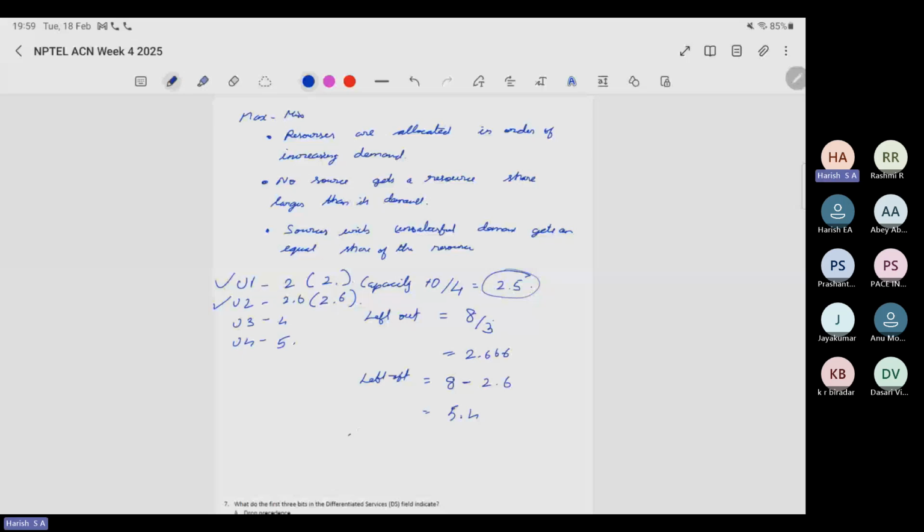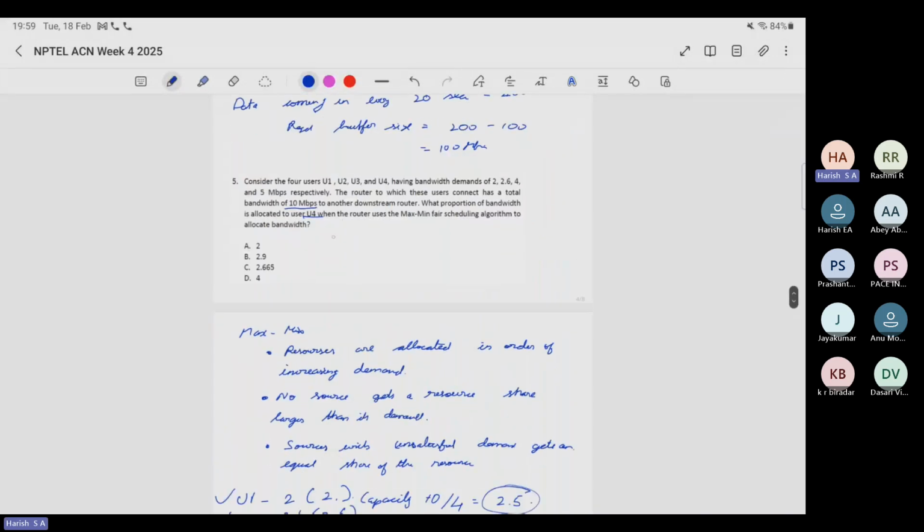It is 1 point, sorry, 2.7. This is 2.7. So you can allocate 2.7 to both of U2, U3, and U4. So out of which you are allocating 2.7, basically. You're allocating 2.7 to this. And whatever is left out, you're also allocating 2.7 to this, because you can't allocate any more than 2.7, right? So the answer is actually 2.7, I think.